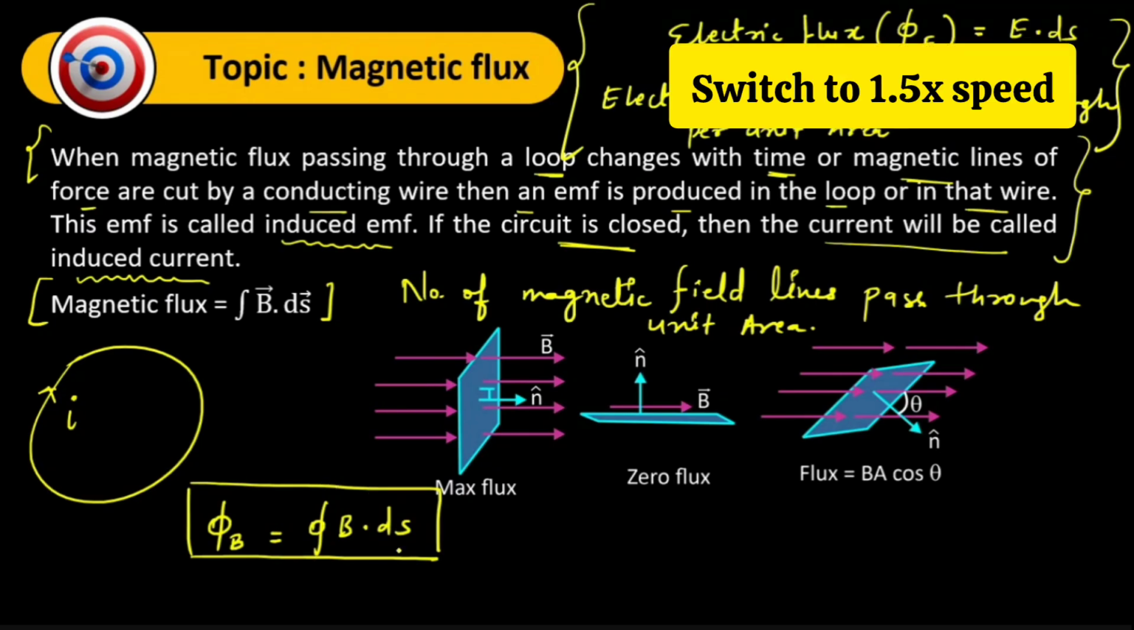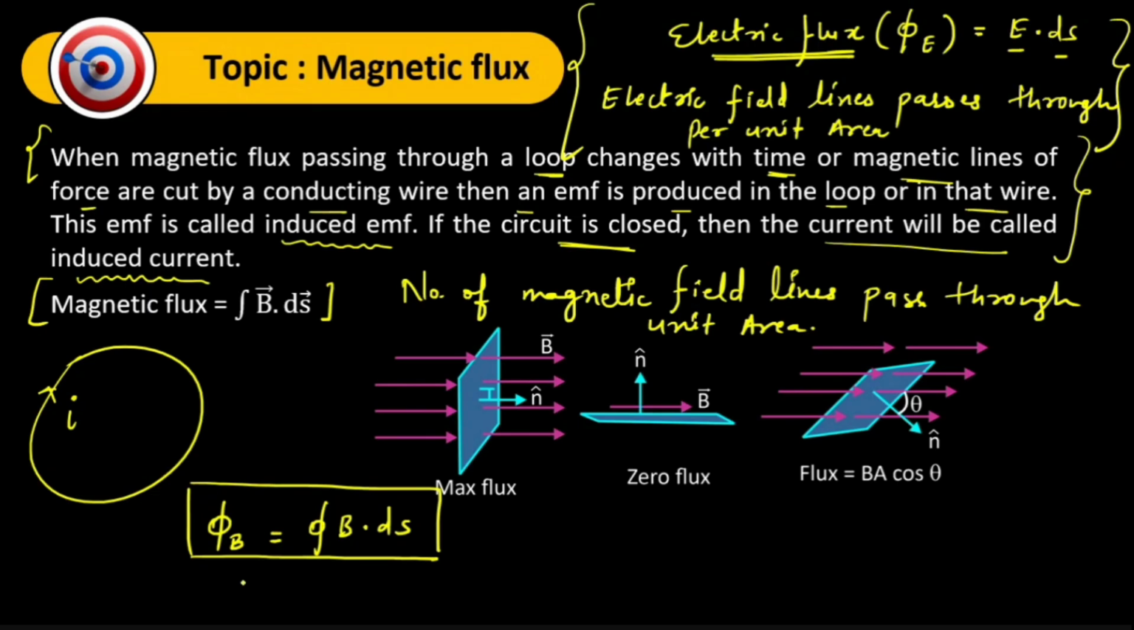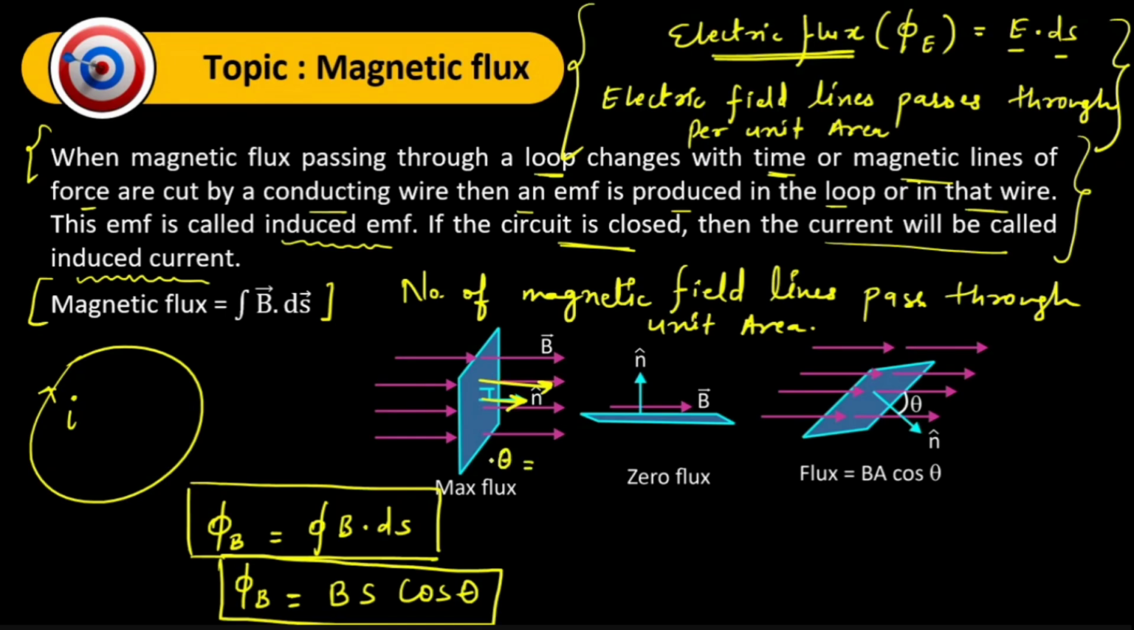In order to understand it better, flux is B S cos theta, where theta is the angle between the field and the area vector. In the first case, you can see that the field is in this direction and the area vector is also in this direction. So can you tell me what should be the angle between the magnetic field and the area in this case?